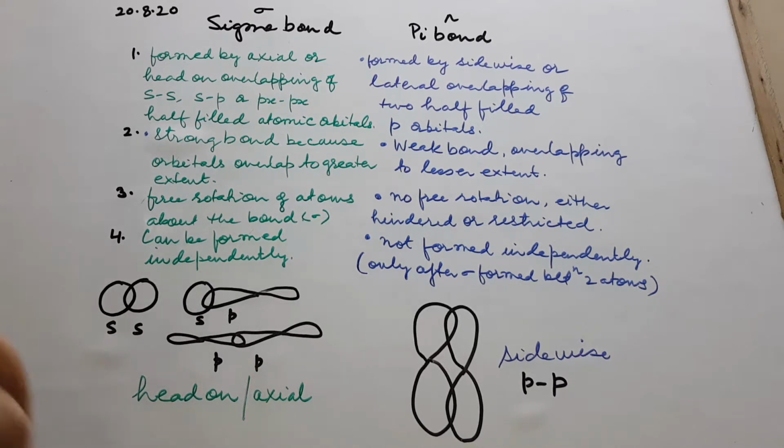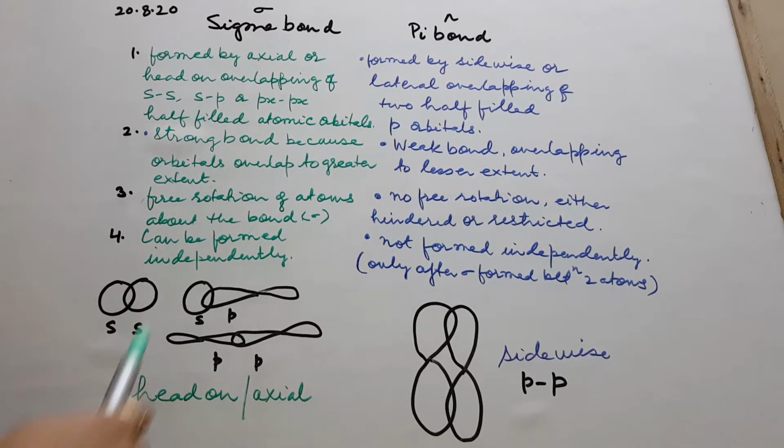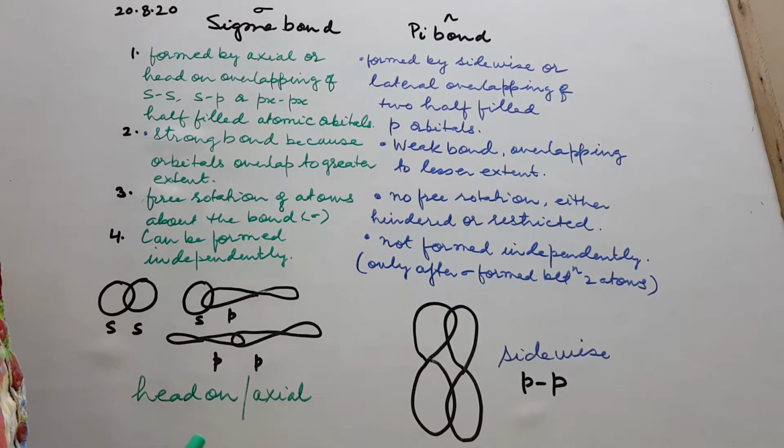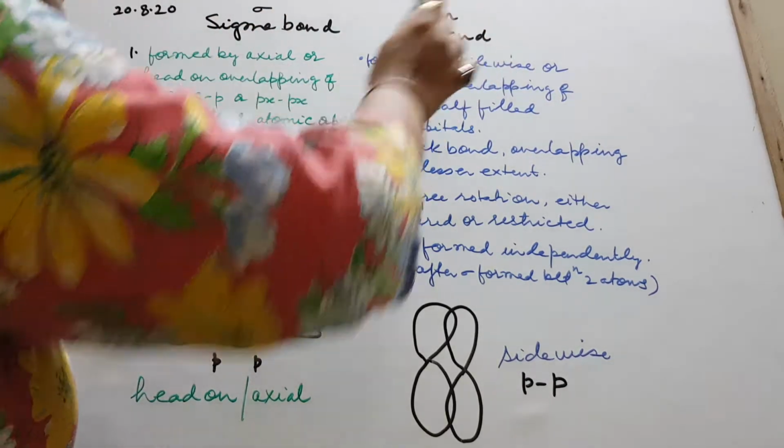Now children, in this video we will study sigma and pi bonds. They are special types of covalent bonds. What is a sigma bond? A sigma bond is shown by this, and a pi bond is shown by this.